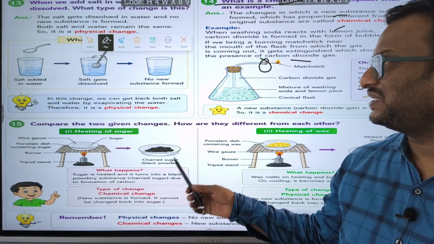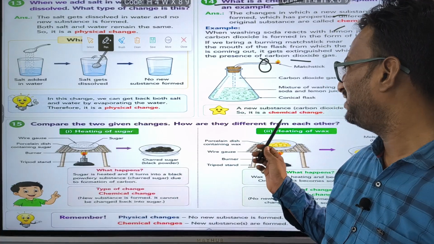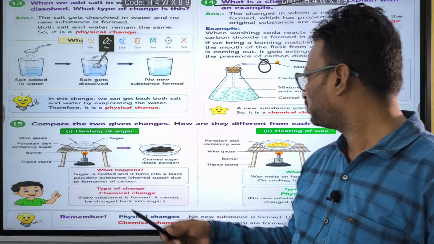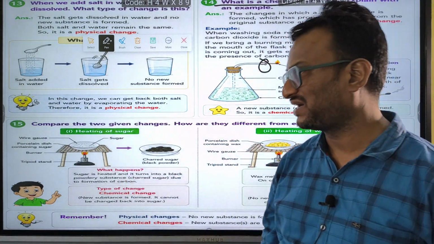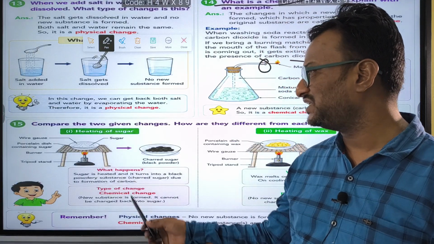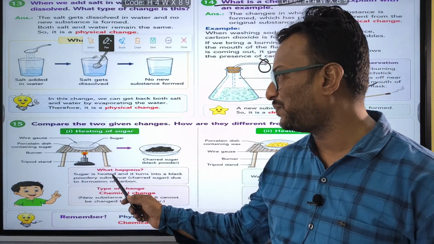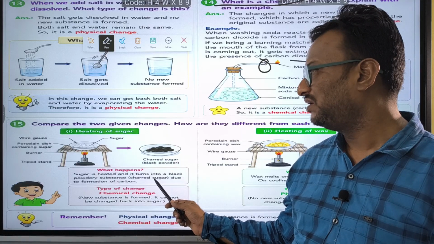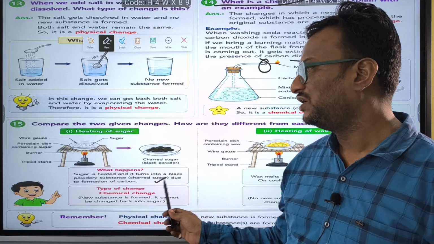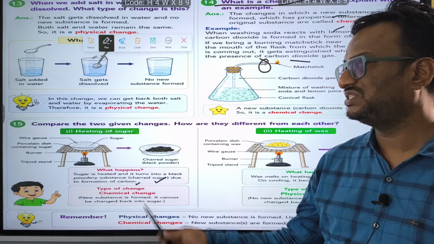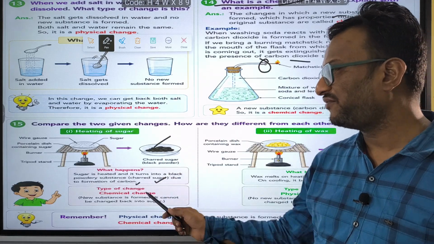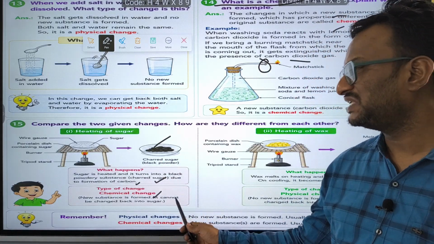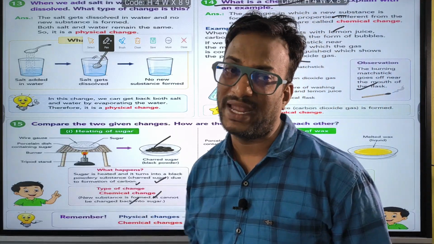Next we compare the two given changes. How do they differ from each other? Heating of sugar and heating of wax. What happens? When sugar is heated, it turns into a black powdery substance called charred sugar due to formation of carbon. So this is the formation of carbon here. Type of change is chemical change. A new substance is formed and it cannot be gotten back.